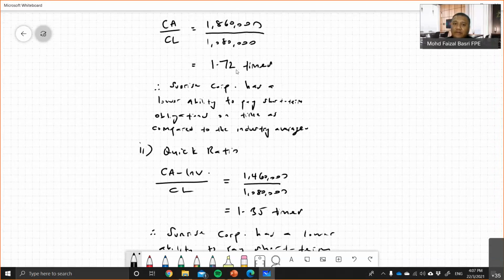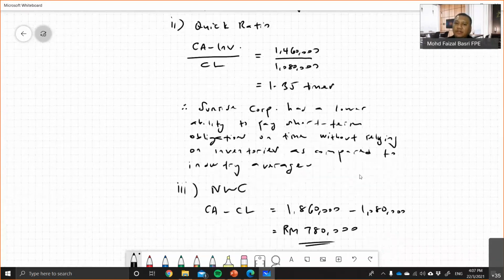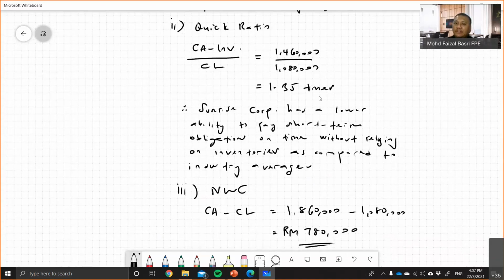Everything here will be lower than one because mathematically, if the numerator on top is lower than the denominator at the bottom, your ratio will be lower than 1, maybe 0.7 or 0.8. So automatically, the company has problems if the ratio is less than 1. And this automatically will be negative.